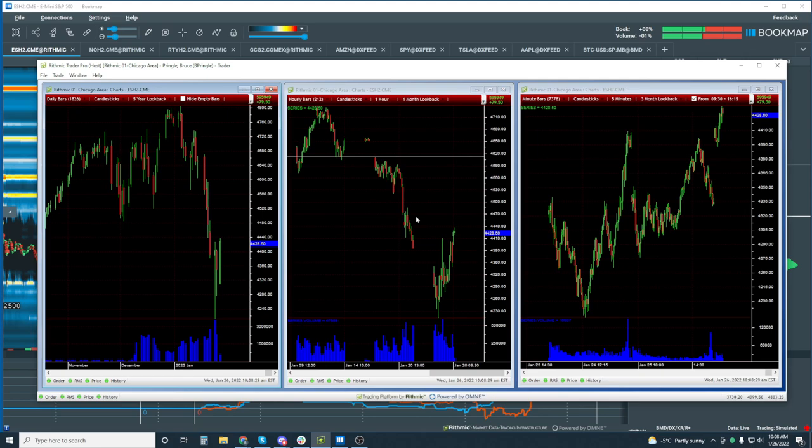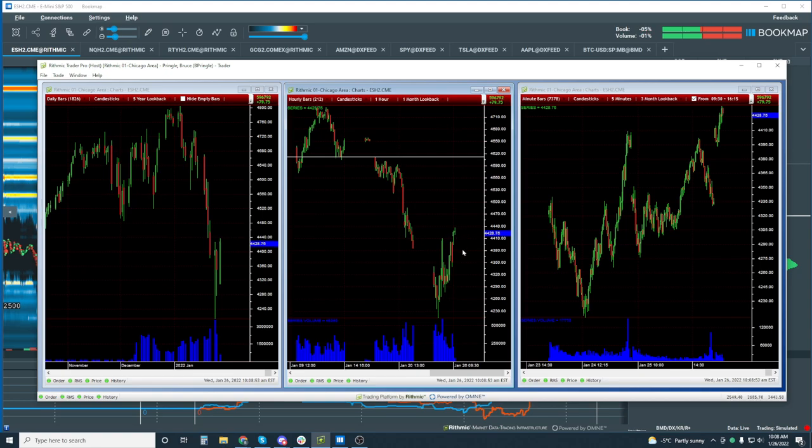Let's look at the hourly here. And we can see the gap fill from Monday. Yesterday, some back and forth in here. Today, we just closed on the hourly chart up above the swing high here. Okay, so that's bullish. We'll see if this accepts or not. We'll look at the order flow in here.